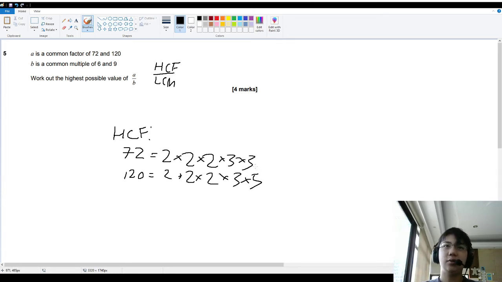So to find the highest common factor, we take the common prime factors and use that. So both have 2 times 2 times 2 times 3, while only 72 has another times 3, while 120 has a times 5. So 2 times 2 times 2 times 3 is a common factor in both of these numbers, and hence our highest common factor, which is 24.